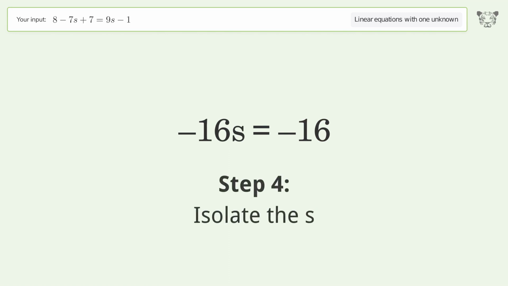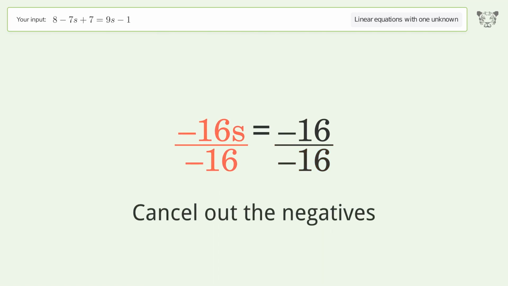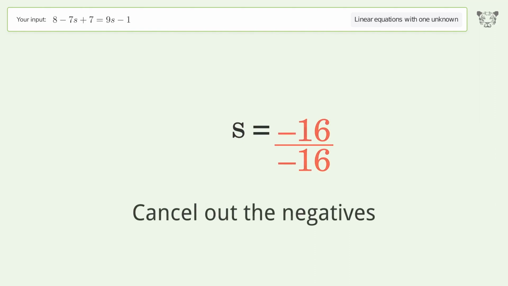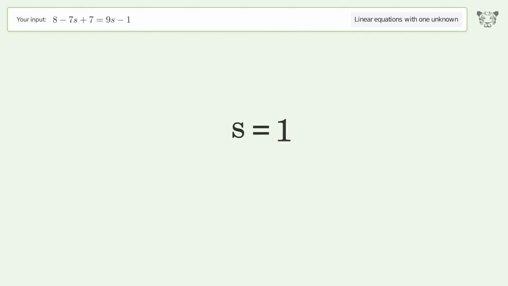Isolate the s. Divide both sides by -16. Cancel out the negatives. Simplify the fraction. Cancel out the negatives. Simplify the fraction. And so the final result is s equals 1.